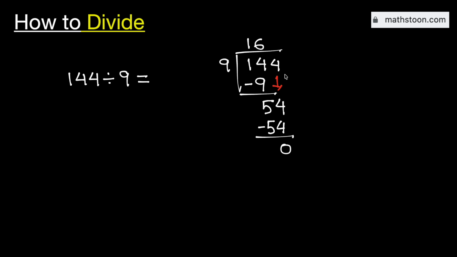As we have no number to bring down here and got the number 0, so we will stop. Therefore, 144 divided by 9 is equal to 16. And this is our final answer.